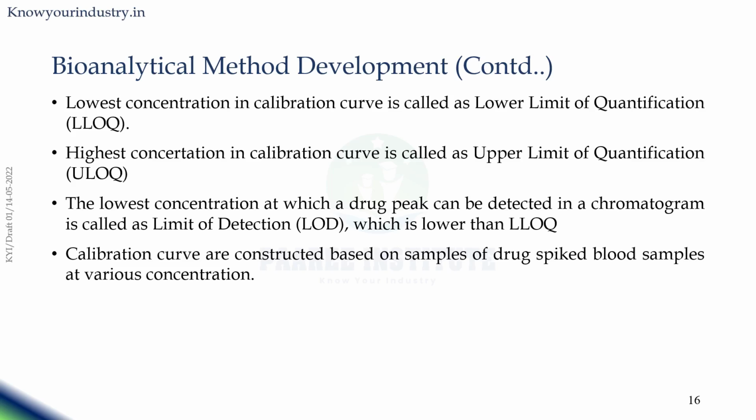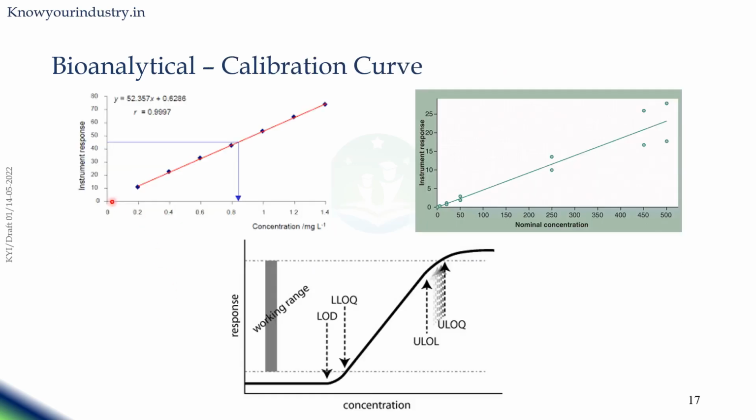Calibration curves are constructed based on samples of drug-spiked blood samples at various concentrations. These are blank blood samples which are used for method development purposes. In these blood samples, you spike the drug at various concentrations, and you construct the calibration curve by doing the analysis. In this particular slide, we are seeing the typical calibration curves.